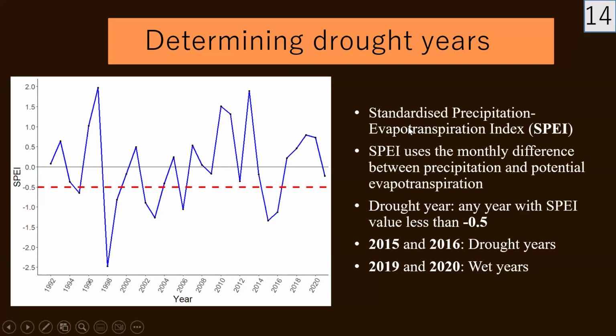We use the SPEI to calculate. SPEI uses the monthly difference between precipitation and potential evapotranspiration. So it can be calculated over 12 months, as well as 6 months, as well as 3 months. So we calculated it over 6 months, from April to September. And the drought years, it states that any SPEI value less than minus 0.5 is considered a drought year. So you can see these years with values less than minus 0.5. So in our case, we consider 2015 and 2016 as the drought years, and 2019 and 2020 as the wet years.